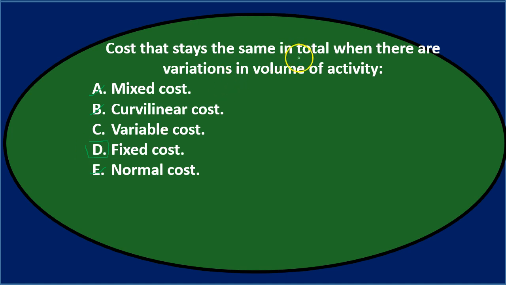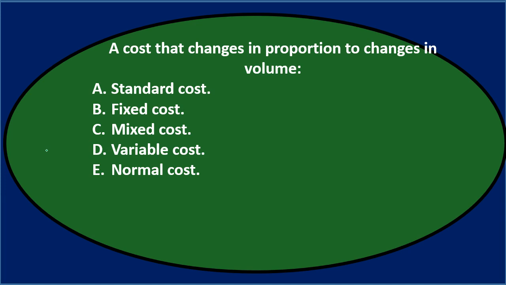So keep in mind that the key term is total here. As volume changes, the fixed costs remain the same in total. If we were talking about the per unit cost that we would apply out to each individual unit, the answer may differ. Next question.